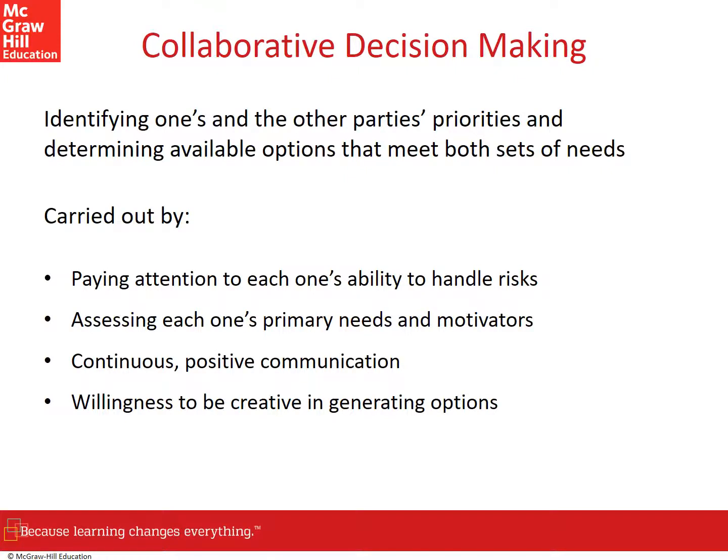So one way to make decisions is through collaborative decision making, and that's where maybe you have two parties, and so you identify each other's priorities and you determine the options that will be beneficial to both of you. So you pay attention and carry it out, like I said, by assessing each one's primary needs, continuous positive communication, a willingness to be creative in generating options. So there's a lot of flexibility going on here.